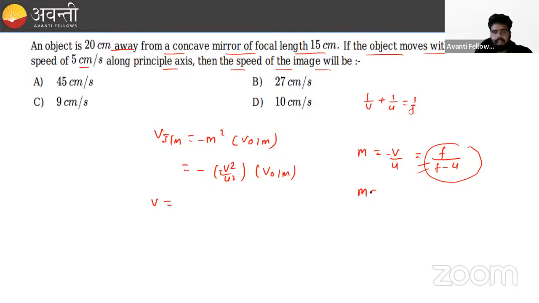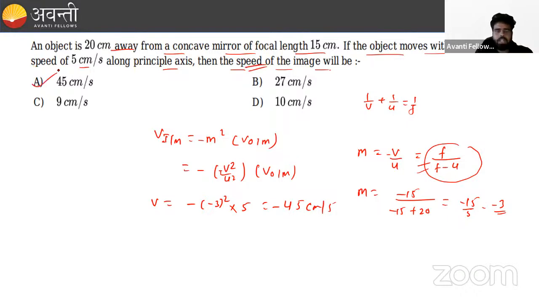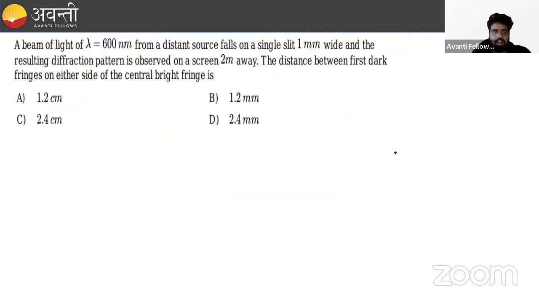So we can say the magnification here can be written as minus 15 upon minus 15 plus 20, and this will become minus 15 upon 5, that is minus 3. If we put minus 3 here, that will become minus 3 square, and this speed that is given, 5. In this manner, we get minus 45, and the unit is centimeter per second. Here we have to find out the speed, so we take the magnitude: 45 centimeter per second is the right answer. I hope this is clear. So what we learn from this problem is that we have to directly remember these two formulas. Right, guys? So let's move to the next problem.